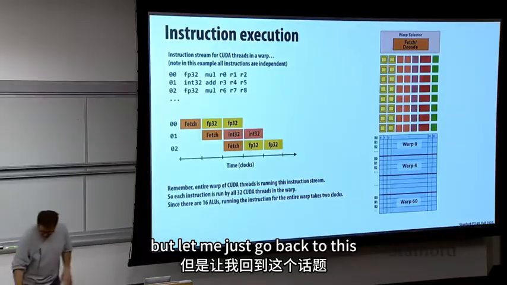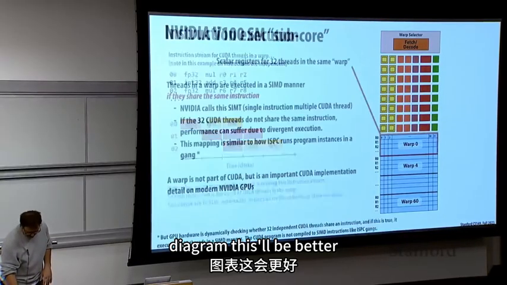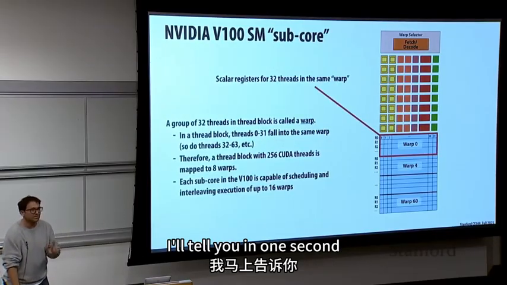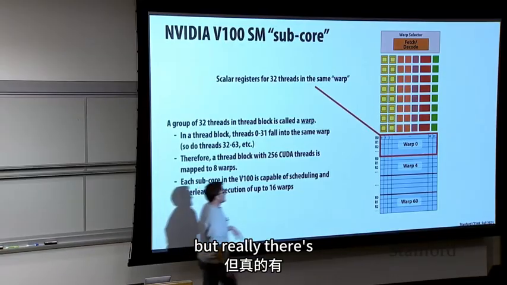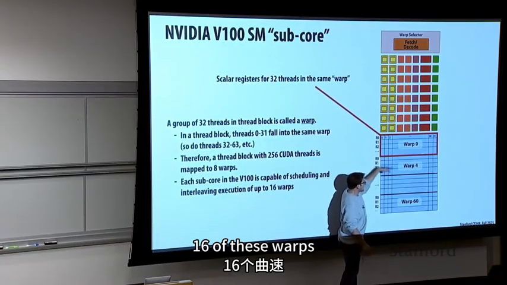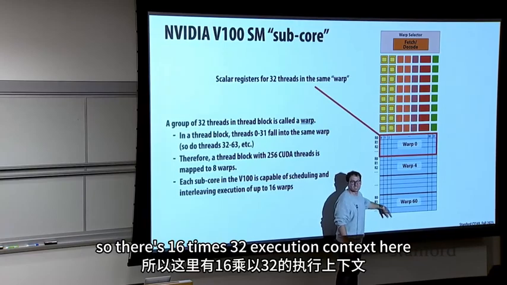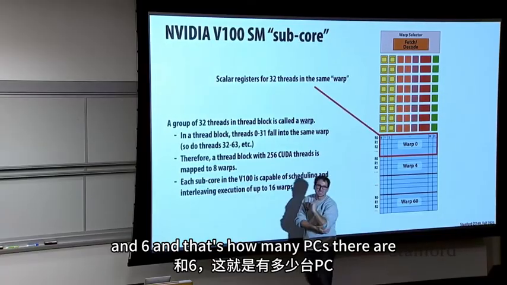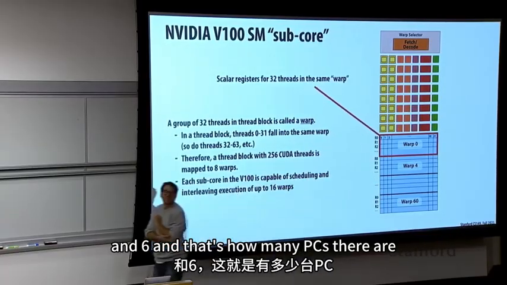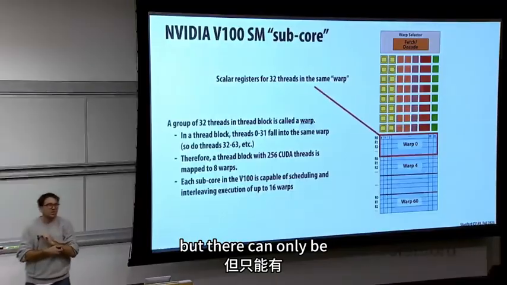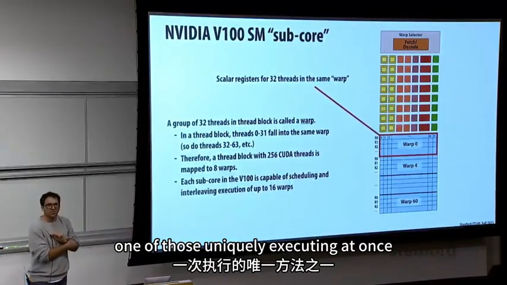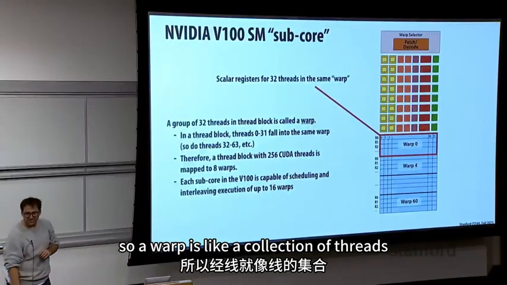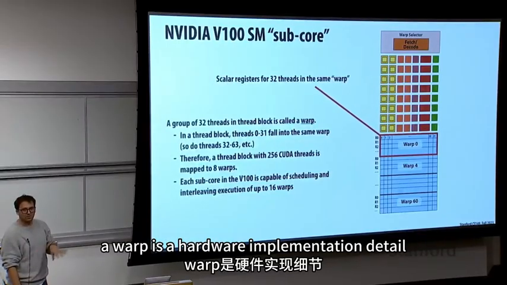But let me just go back to this diagram. This will be better. Hold on. Oh shoot. Okay, there's a reason why I'm doing that. I'll tell you in 1 second. But really, there's 16 of these warps. So there's 16 times 32 execution contexts here. And that's how many PCs there are. But there can only be one of those uniquely executing at once. Yeah. So a warp is like a collection of threads. A warp is a hardware implementation detail.